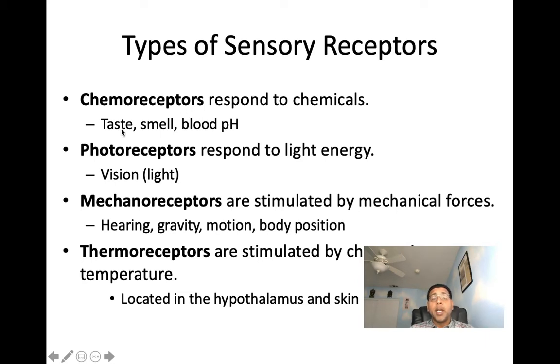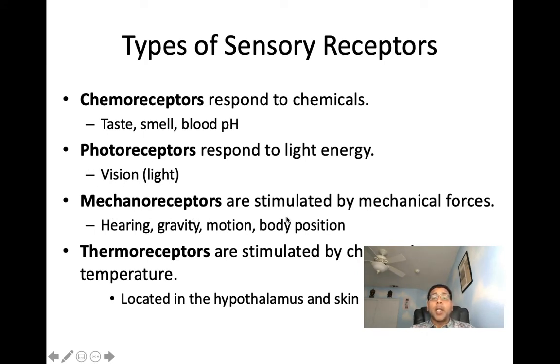With taste, we're sensing chemicals in foods that we consume. Smell, chemicals that we might smell. And then blood pH, we have various components that can alter blood pH, and we'll get specific into certain chemicals then. Next, photoreceptors respond to light energy. These receptors are found in relation to the eyes, and they are important in the sense of vision.